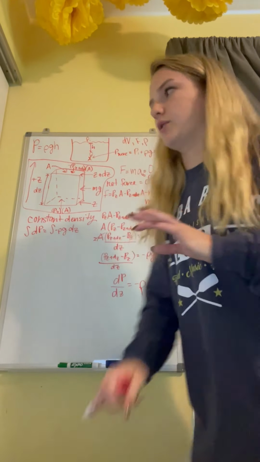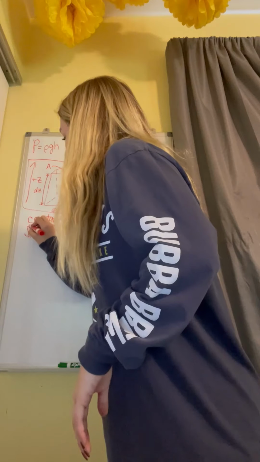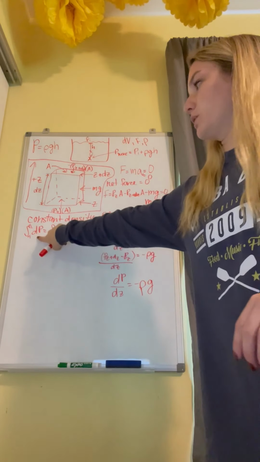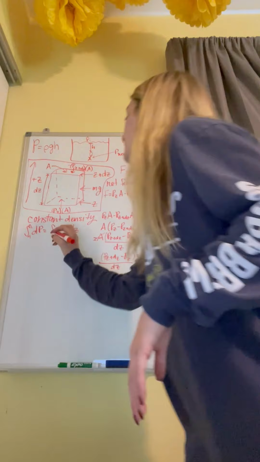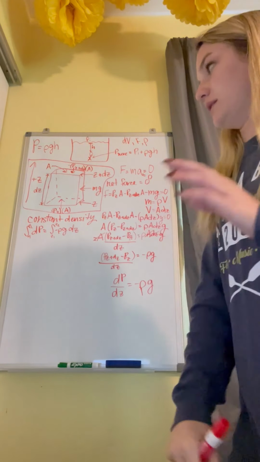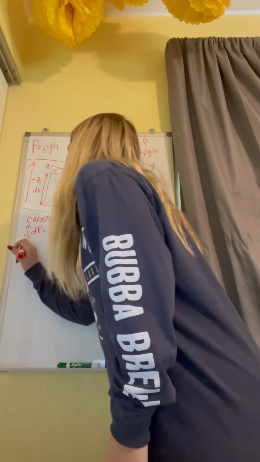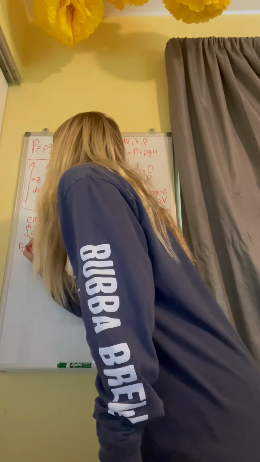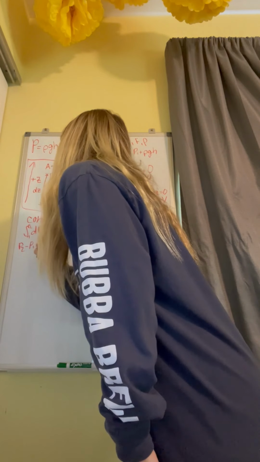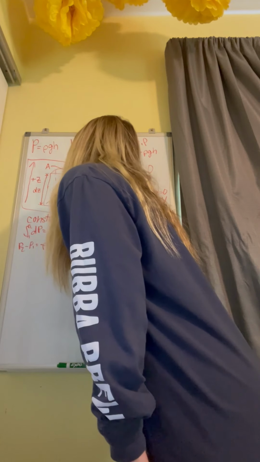So now if we're looking at these integrals, we are going to make them definite integrals, and we are going to have P1 to P2 on this integral since we're looking at the pressure on this side of the equation. And this side we're going to have Z1 to Z2 since we are looking at the position on this side of the equation. So now evaluating this definite integral, we are going to get P2 minus P1 is equal to negative rho g times Z2 minus Z1.